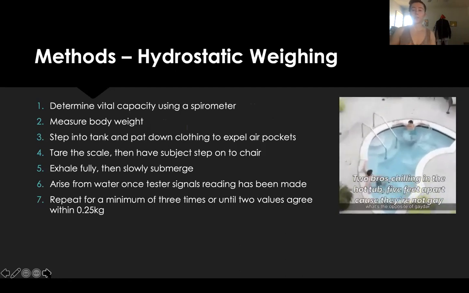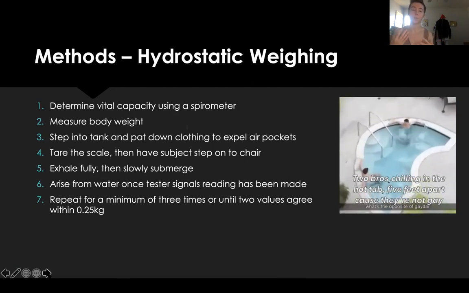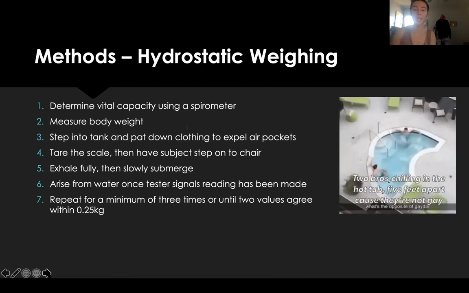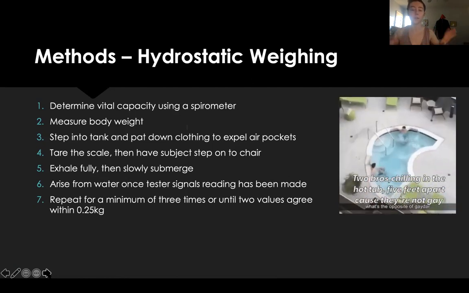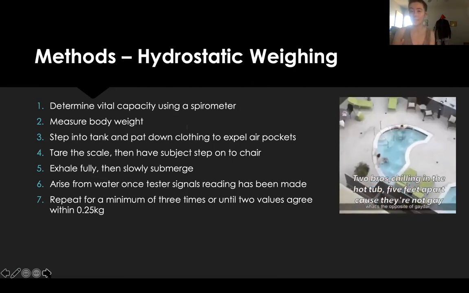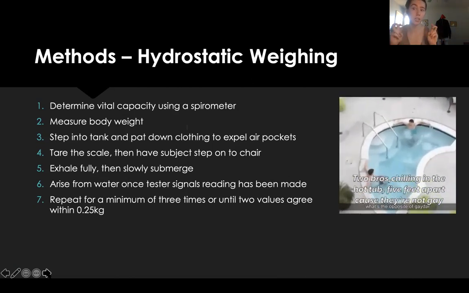Hydrostatic weighing: basically you have to first find their vital capacity, because this needs to be put into the calculations. You need to account for the volume in their lungs. Then you measure their body weight, have them step into the tank. They'll pat down their clothing to remove any air bubbles. And then we'll tare the scale, make the scale 0, have the subject step onto the chair. It looks like a perch to me. It looks like they're like a little bird, just sitting on the chair.